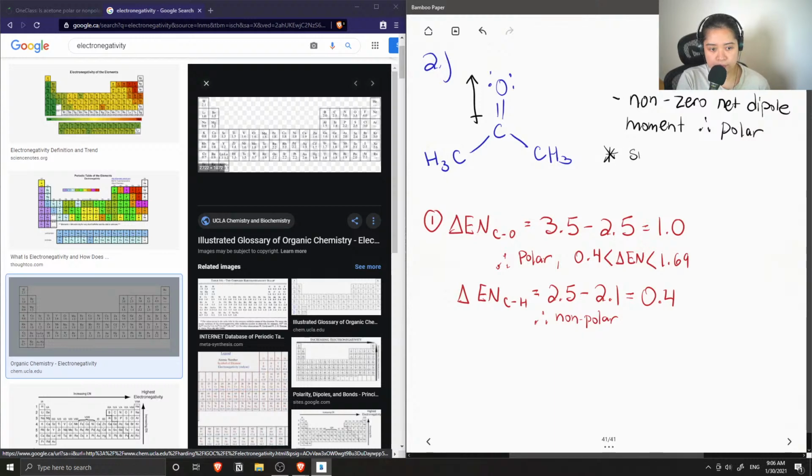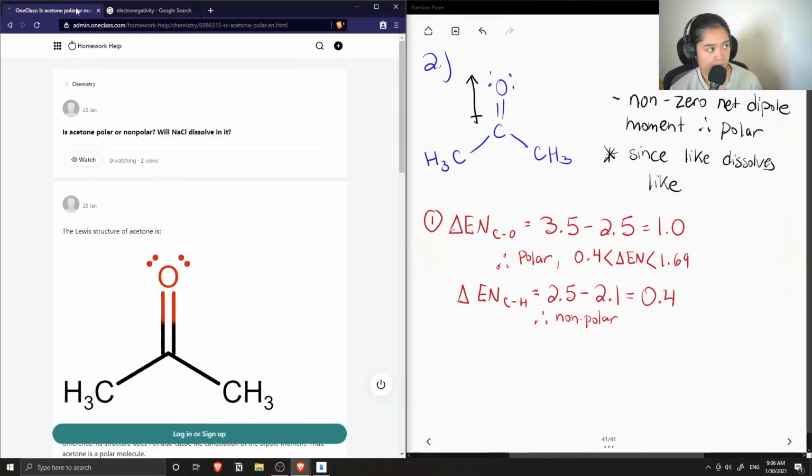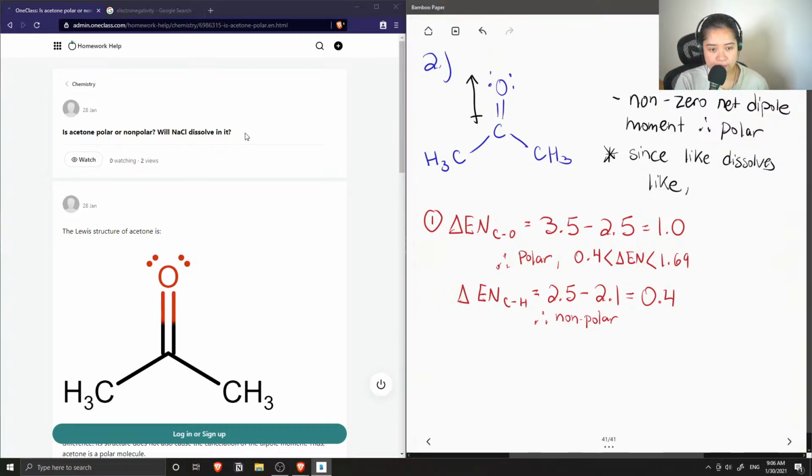So, since like dissolves like, it will dissolve in sodium chloride, since sodium chloride is also polar.